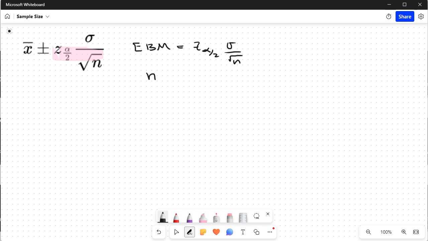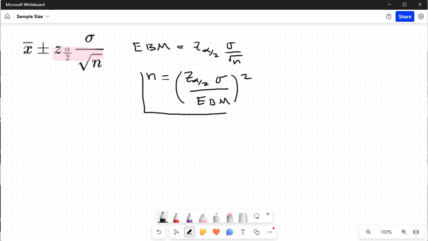Either way, it gives us the formula: the same critical value of z alpha divided by 2, multiplied by the standard deviation, and all of this divided by the margin of error. Of course, if it's m, then we would just put m, but in our case we'll say EBM, and to get rid of that square root we square both sides. So this gives us the formula for determining the sample size.